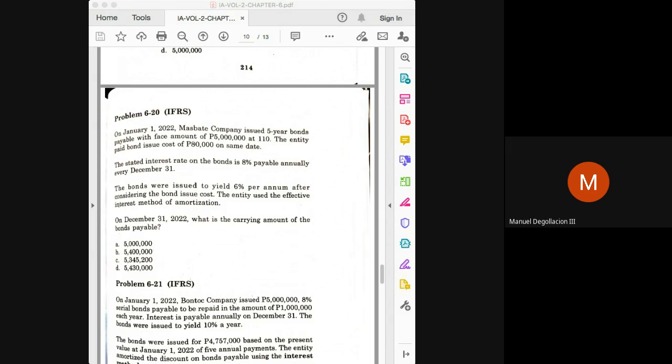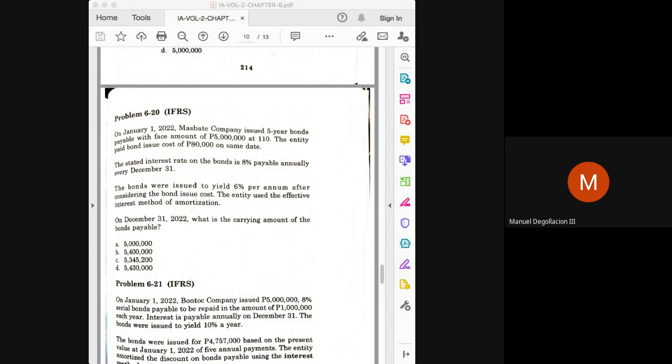Alternative solution: instead of starting with the face amount, we begin with the previous carrying amount. How much is the previous carrying amount? In this case, the initial carrying amount is 5,420,000. And what do we do? We deduct the amortization for the year. How much was the amortization on the premium for the year? It was 74,800. So 5,420,000 minus the amortization of the premium of 74,800, you would get 5,345,200.